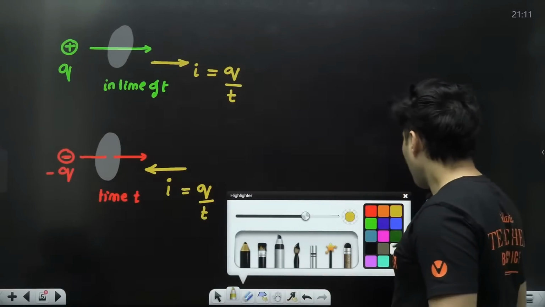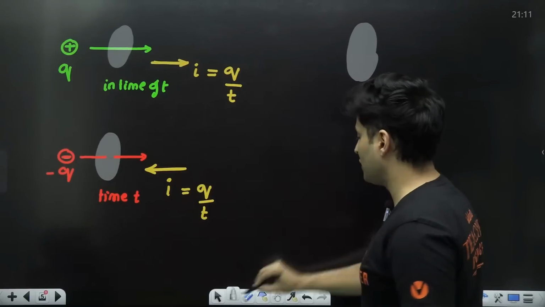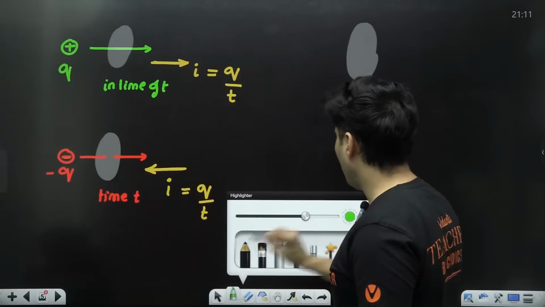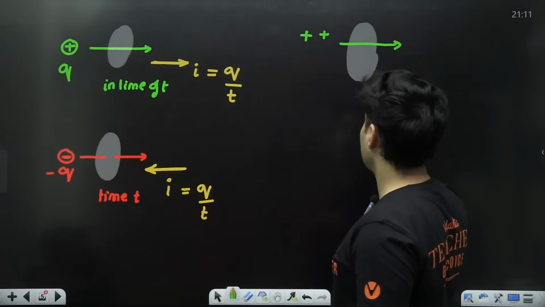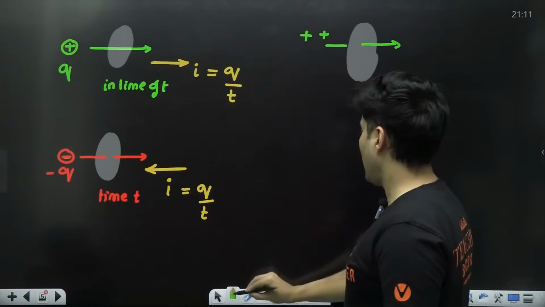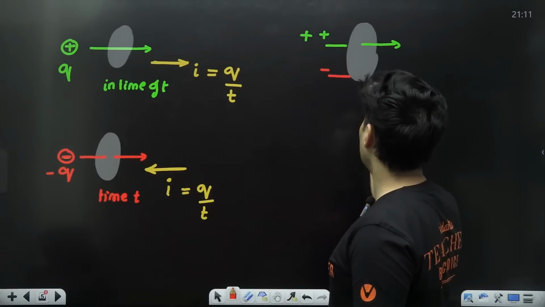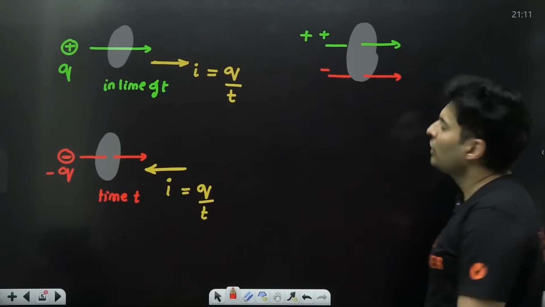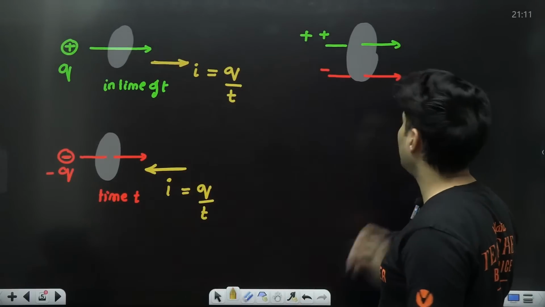Same way, now just imagine there is this cross section, and there are two positive charges which go like this through that particular cross section, and there is one negative charge which goes through the cross section like this. You might be like, sir, this is a combination of multiple charges. Now what is the current exactly?